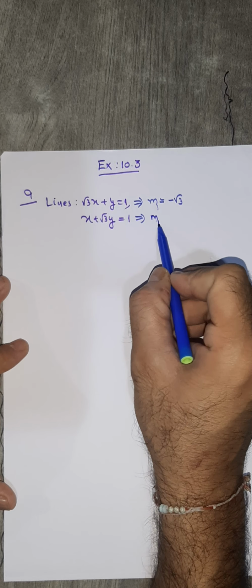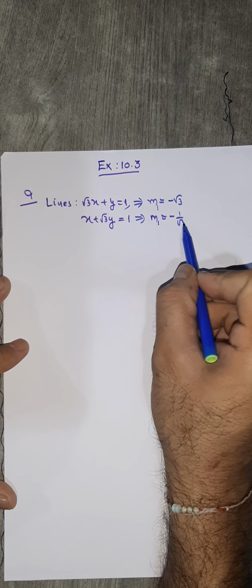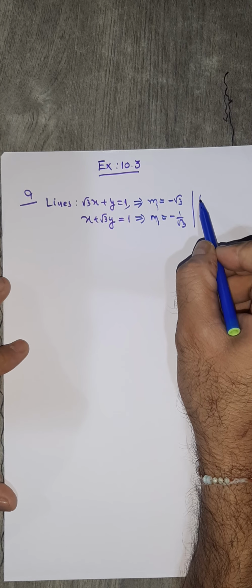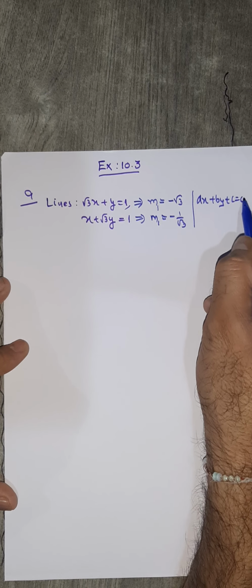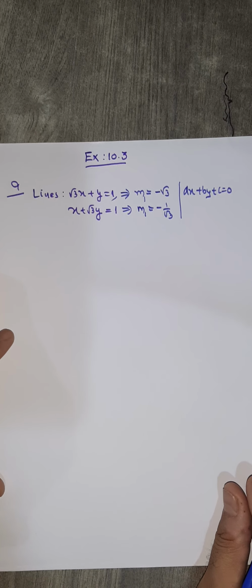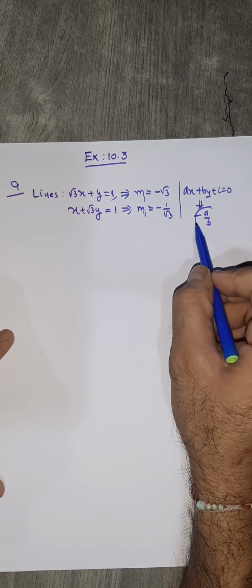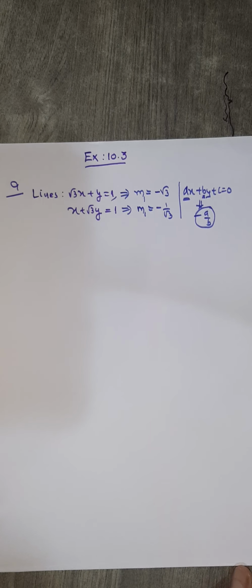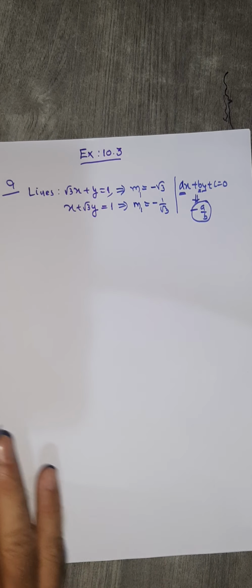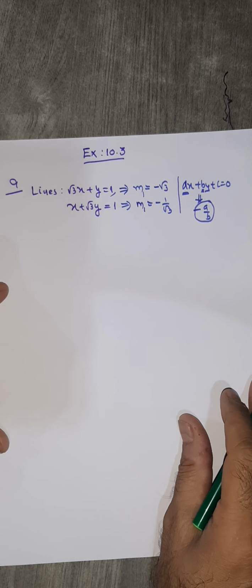And here, minus a by b, that is minus 1 upon root 3. You know, for the line ax plus by plus c equals to 0, the slope is given by the formula minus a by b. We already discussed: coefficient of x upon coefficient of y with minus sign.